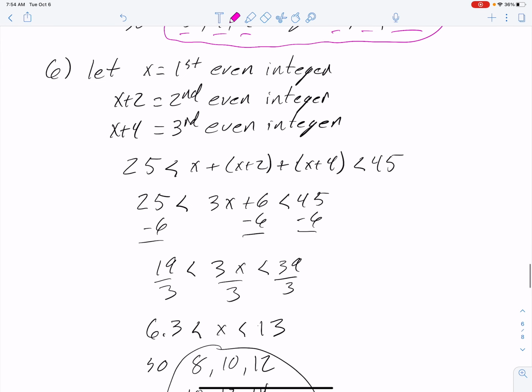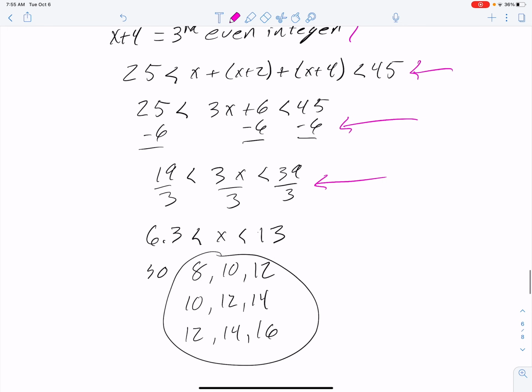6 is very similar, only difference is now we're talking about even integers. It doesn't change the setup. Our first value would be x, our second value would be x plus 2, our third would be x plus 4. Set up my inequality in the same way that I did in number 5. Combine like terms and start solving. Divide by 3.